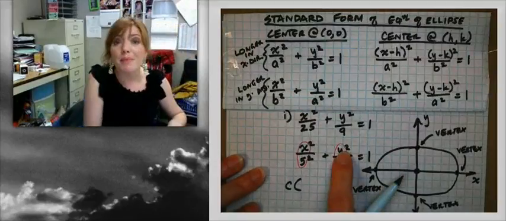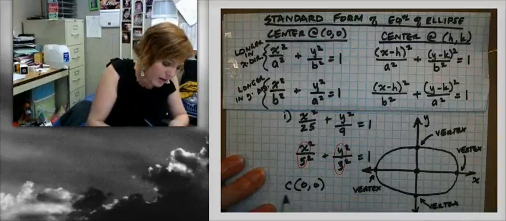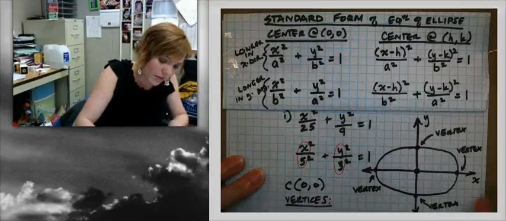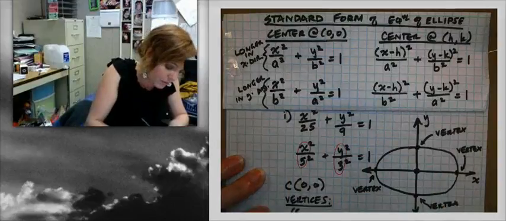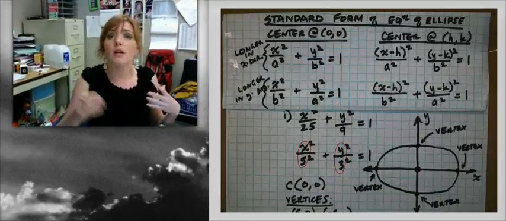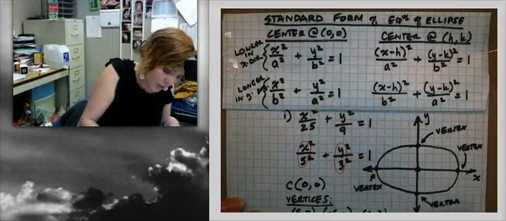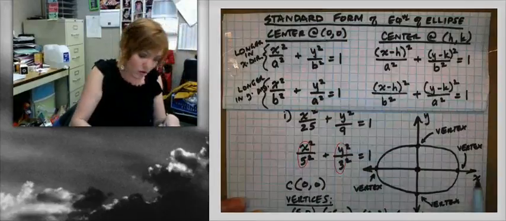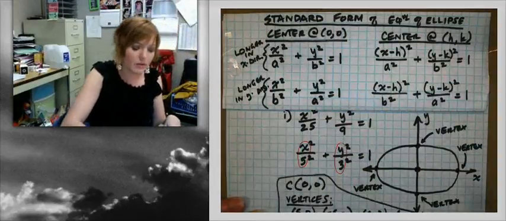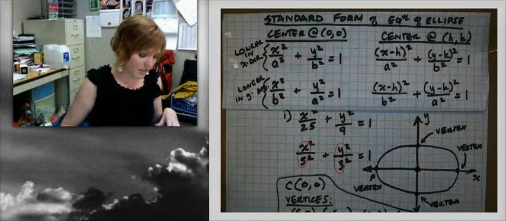So here we go. Center, again, nothing being added to or subtracted from x and y, so the center is 0, 0. Vertices: this point is 5, 0, and this one is negative 5, 0. If you wanted to condense that into one coordinate, you could have put plus or minus 5, 0. And then we've got 0, 3, and we have 0, negative 3. And then our graph is right there. So that takes care of all of it for this one. Okay? Pretty easy, right? All right, let's move on to the next one.